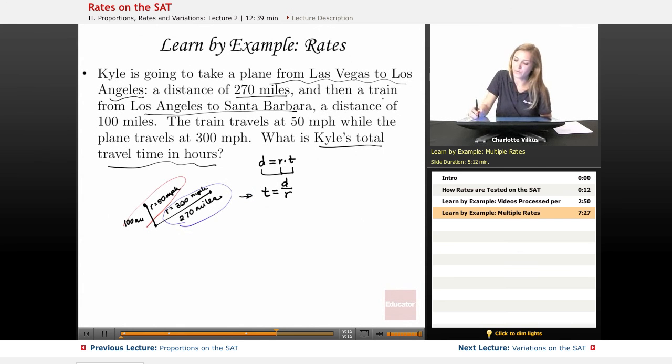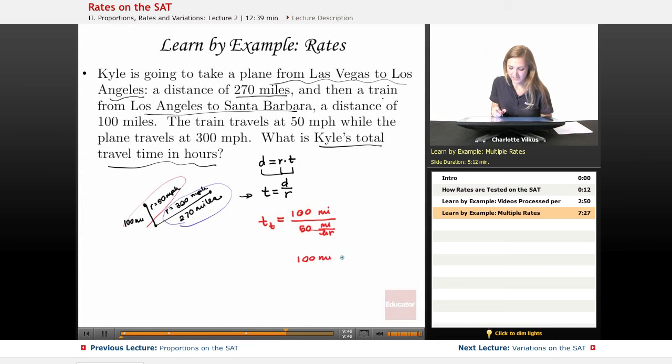So if I'm looking for the time that he spends on the train, I can use the distance that he travels on the train, so that's going to be 100 miles, and the rate that he's traveling at when he's on that train is 50 miles per hour. And here we basically have a number divided by a fraction because of the way that this is written, and we'll do it just like that.